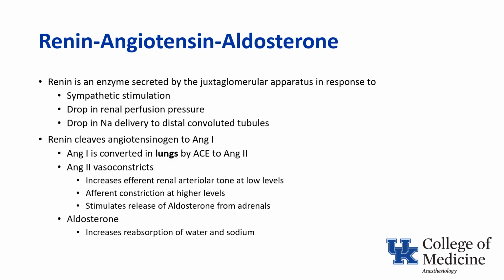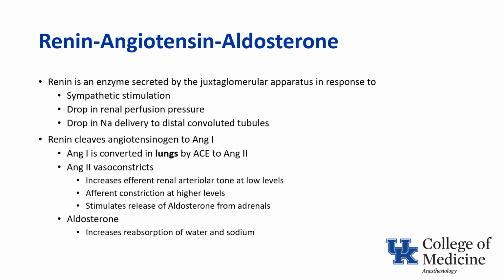The first keyword that we have is the Renin-Angiotensin-Aldosterone system, right? This is a hormone system that helps us regulate blood pressure, fluids, and electrolytes, as well as overall systemic vascular resistance. It plays a big role, and the kidneys also play a big role, right? So renin is an enzyme that's secreted by your juxtaglomerular apparatus in response to several things: an increase in sympathetic tone, a decrease in renal perfusion pressure, or a decrease in sodium delivery to your distal convoluted tubules. Renin would then work on angiotensinogen and convert it to angiotensin 1.